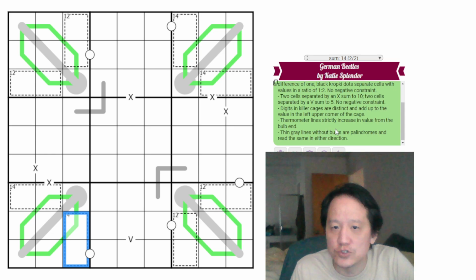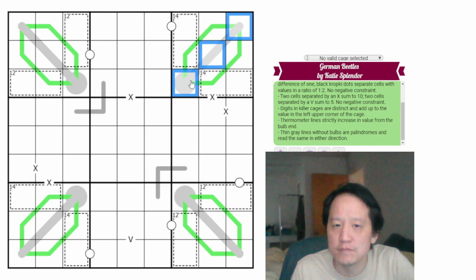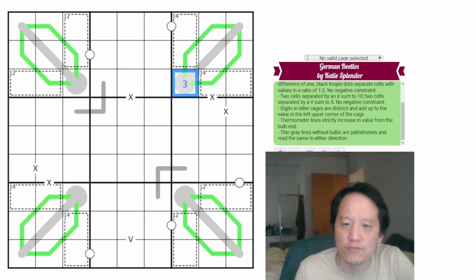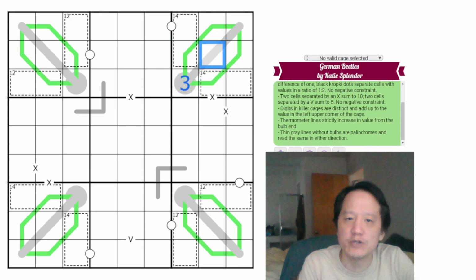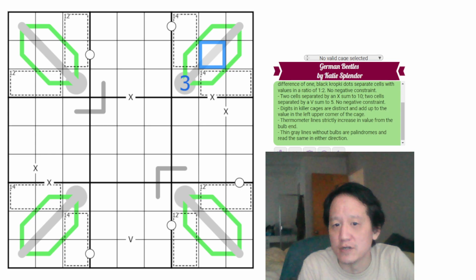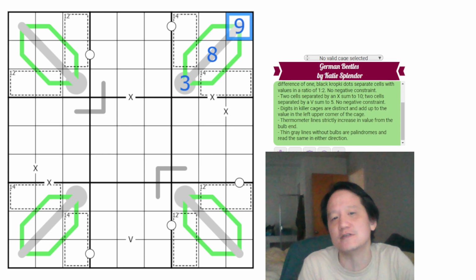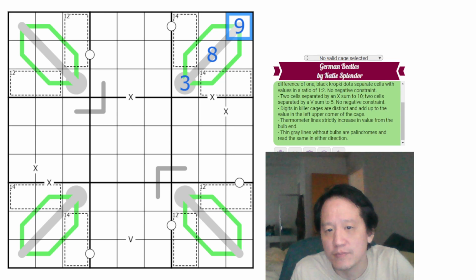Thermometer lines strictly increase in value from the bulb end, which means that on this line, this is the bulb. So say this were a 3. This would have to be greater than 3 because it would have to be strictly increasing. So it could be 4, 5, 6, 7. Say this was an 8. That would force this to be a 9 because that's the only digit that's greater than 8. Okay?